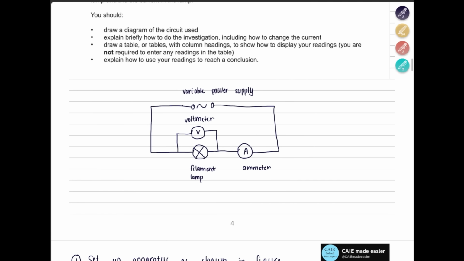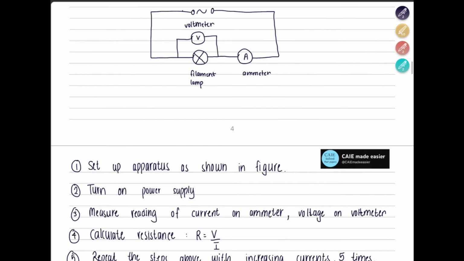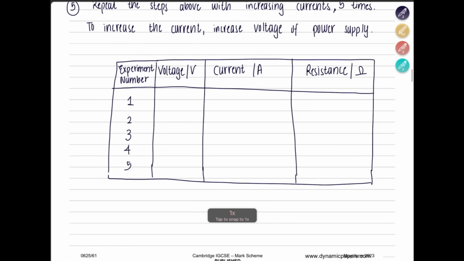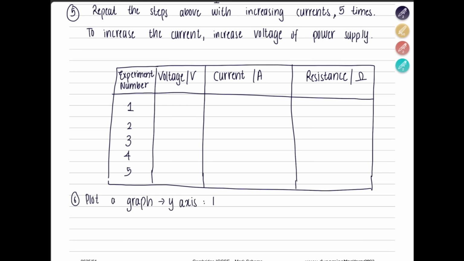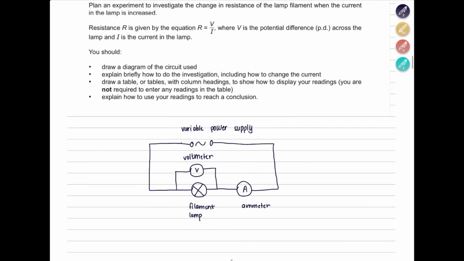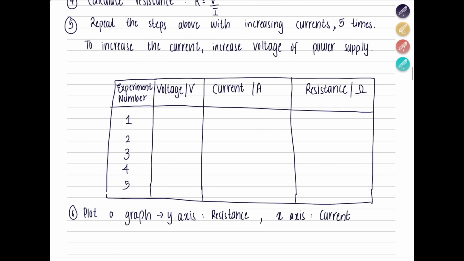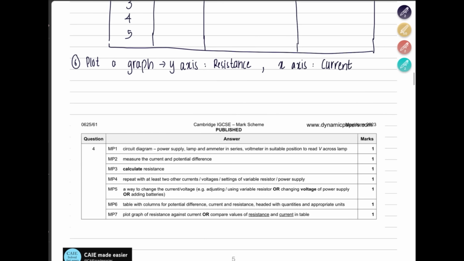Now, the next step is how are you going to use your readings to reach a conclusion? To do that, whenever you have something like this, you can plot a graph where the y-axis is the dependent variable. So for us, the y-axis is going to be resistance and the x-axis is going to be current. Another way to read your results to form a conclusion is by comparing the values in the table. You can see that, okay, when the current is increasing, what is happening to the resistance? Is it increasing or reducing? So you can also say compare the values in the table. This is mentioned in this marking scheme.